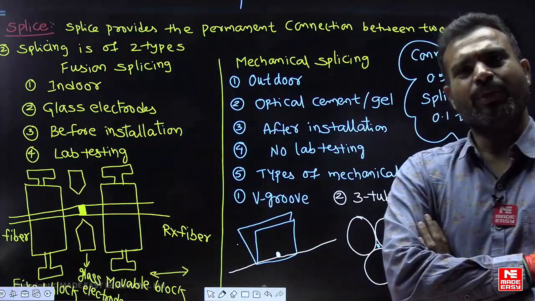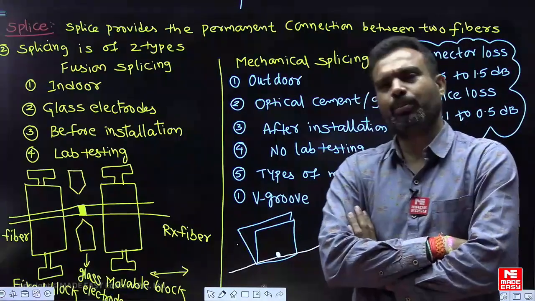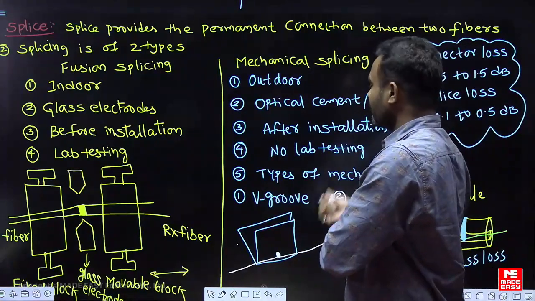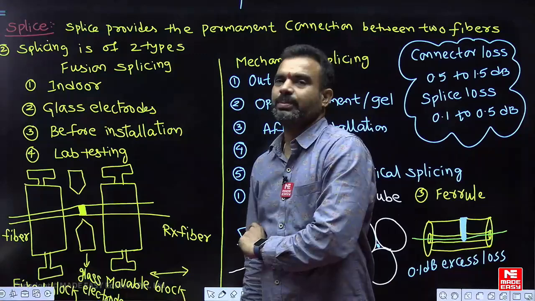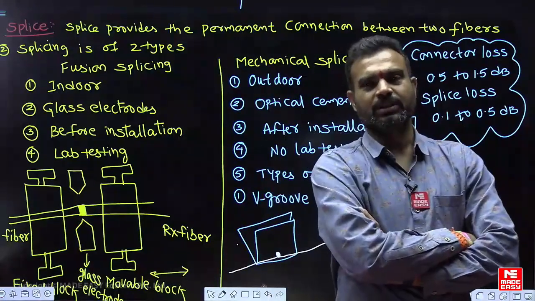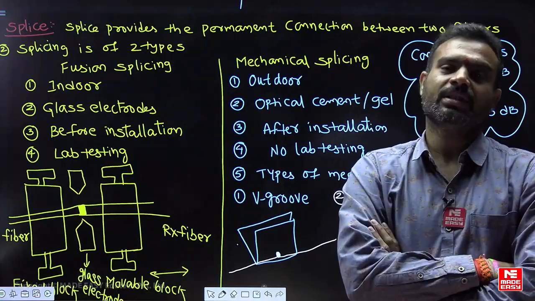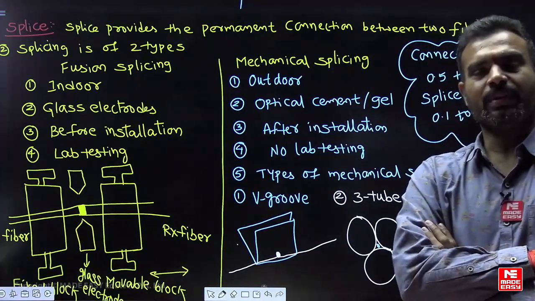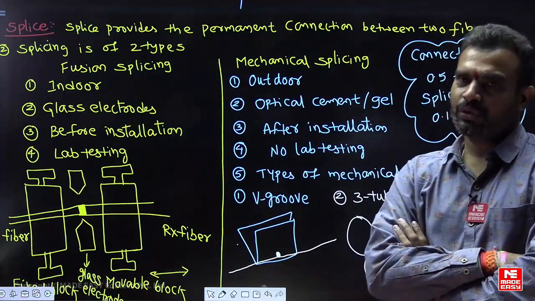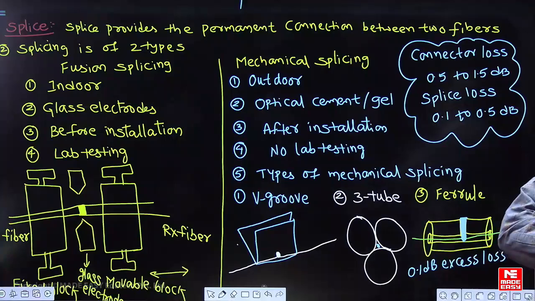There are so many advancements that came into the picture. In that process, mechanical splicing is removed and fusion splicing is completely used. So, can you please tell me which type of splicing is very important for us? The type of splicing very important for us is fusion splicing. Yes or no? So, this is completely about splicing.